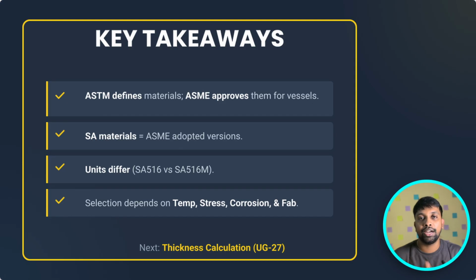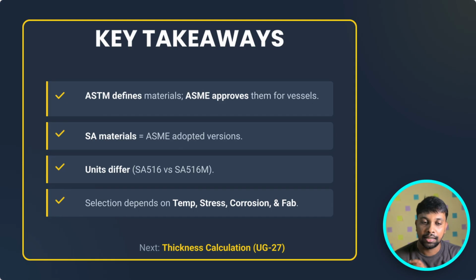And we have come to the end of the video. Now it's time for final takeaways. ASTM defines the material, ASME approves them for the vessel. There are many materials in ASME. ASTM defines the material, what the material is for, how this material can be used, what the chemical properties are. Those things are listed in ASTM, and ASME approves them for vessels. We can directly use the ASME materials for designing a vessel.